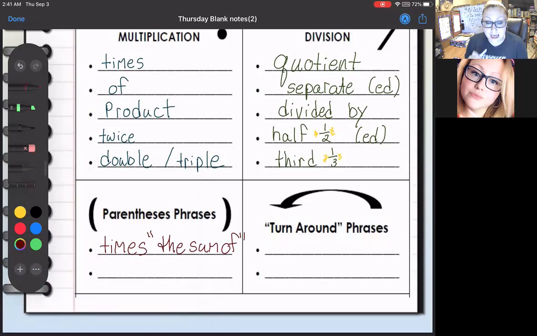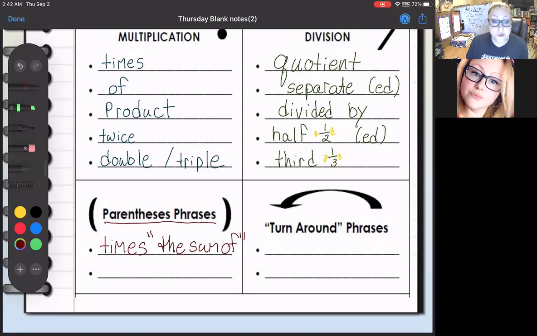When you see times the sum of, parentheses mean everything on the outside that's touching the parentheses is going to be multiplying by everything on the inside. That's why it says times the sum of, because the sum is everything inside of those parentheses. So this is the sum of our parentheses.